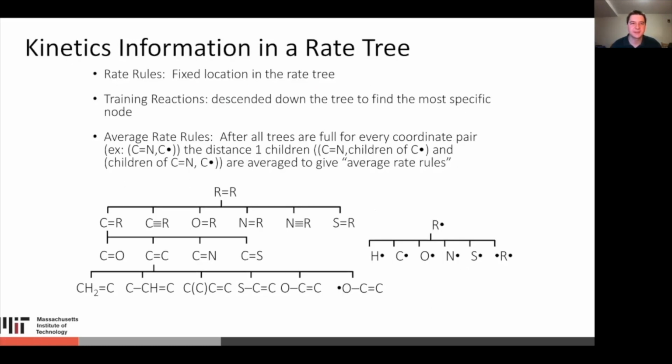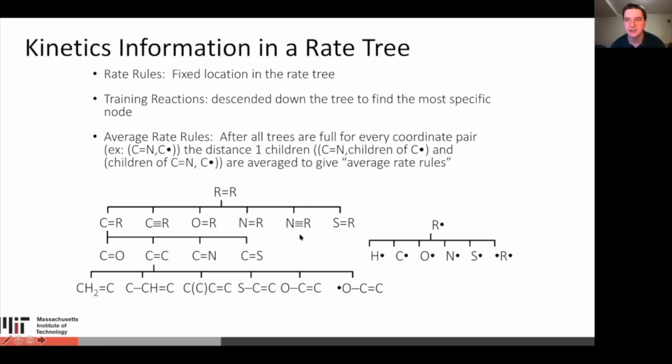Within the rate tree, there are a couple different kinds of information. The first is a rate rule, which is simply set at a fixed location within the tree. The second is a training reaction. At the beginning, whenever you load the RMG database, the set of training reactions is descended down the tree to find the most specific node, and then it's placed there in the tree as a rate rule. Note that we're talking about a two-dimensional descent here, because these are separate structures. It's going to descend down each of these trees separately, and its location is a coordinate in this tree and a coordinate in this tree, so maybe at this and at this.